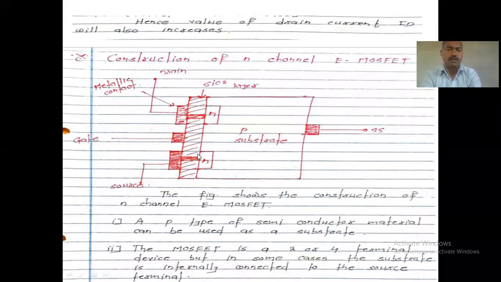This is called the silicon dioxide layer. The silicon dioxide layer is used so that there should not be a direct connection between the drain, source, and gate and the internal substrate. That's why, to isolate these things, we have to use the SiO2 layer. Okay. Any problem related to this construction? Tell me. There are so many things.